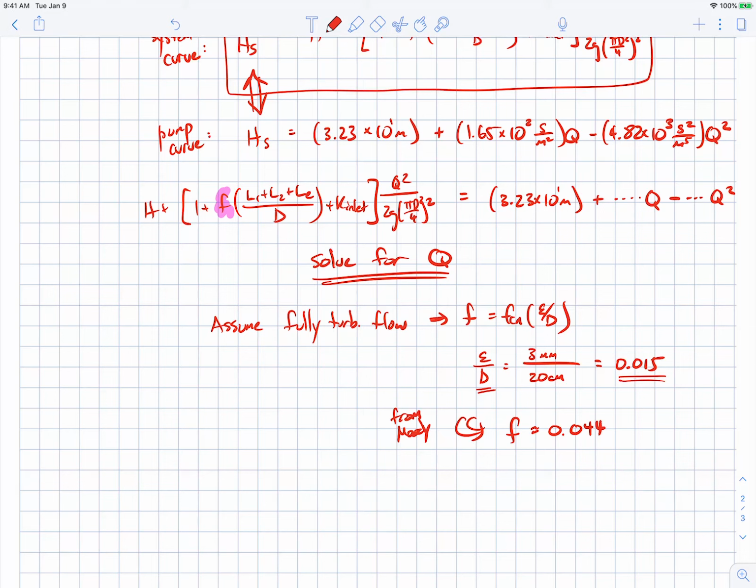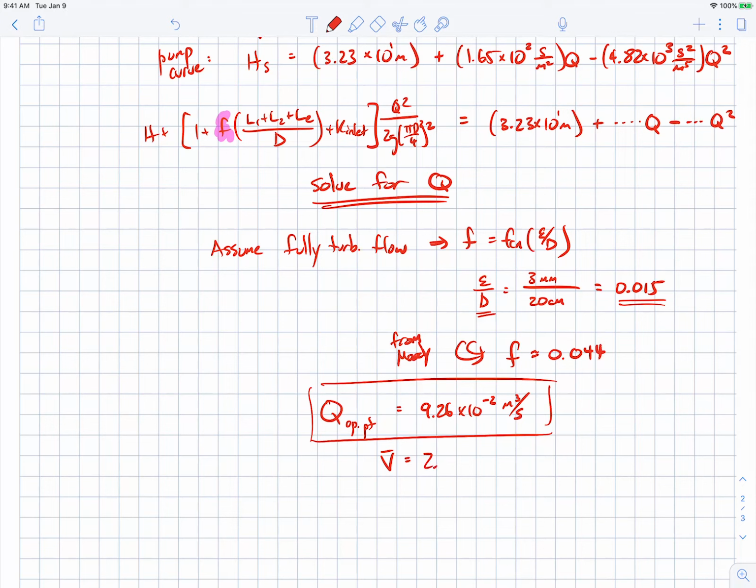Let's try that again. Q as our operating point comes out to be, let's see, got that worked out. That's 9.26 times 10 to the minus 2 cubic meters per second. And then if you find the velocity from that, that'll come out to be 2.95 meters per second. And if you find the Reynolds number from that, that comes out to be 590,000. So clearly, we're in the turbulent zone.